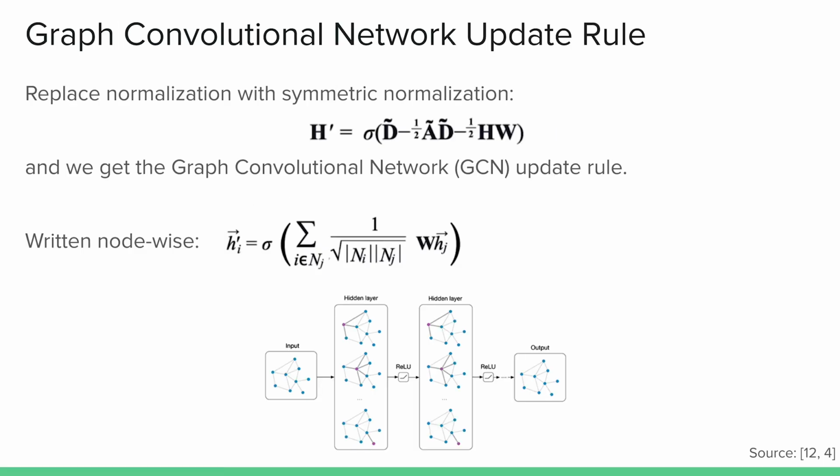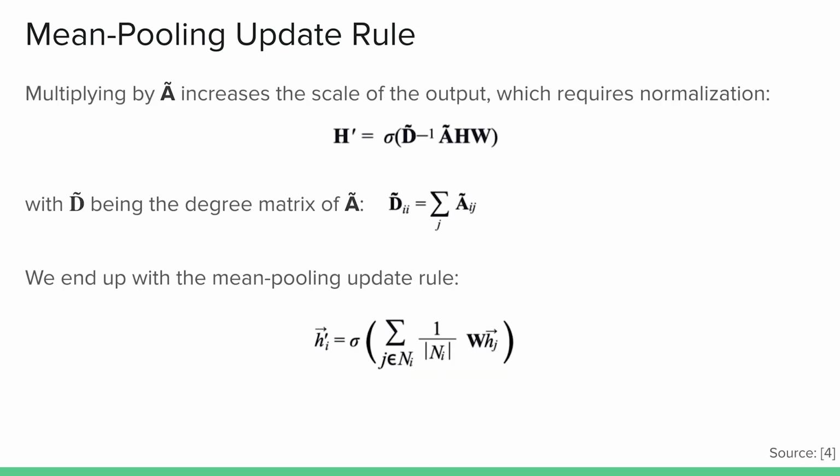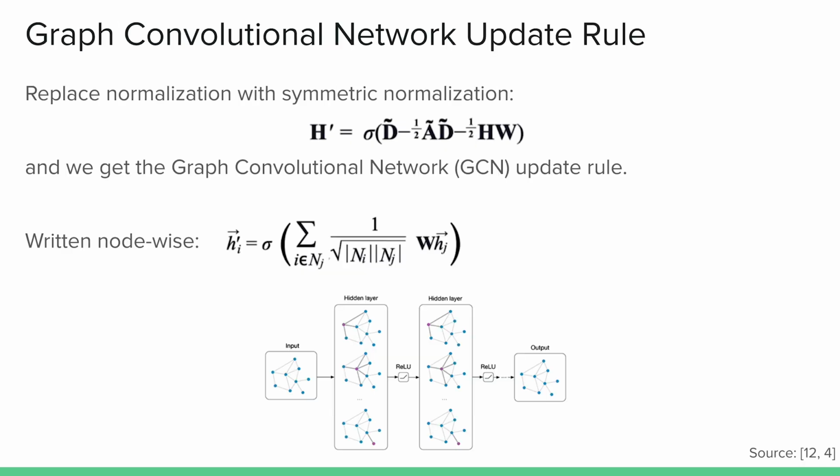There is a slight variation of this rule: if we, instead of using this asymmetric multiplication here, replace it with a symmetric normalization, so from left and right with the square root of our matrix, we get the so-called graph convolutional network update rule. Node-wise, you can write it like this, and one thing that you should be able to see here is that now we're not only normalizing with nodes, like with the number of nodes we have on our current node, but also we're including the weight of the neighboring nodes. Enough talking, let's have a look at some code.